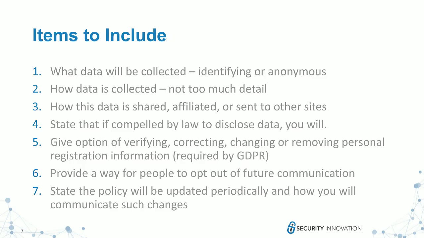Give the users a way to opt out of future communications if they aren't interested. And then finally, the last point here, state that the policy will be updated periodically, because that's going to happen as laws change, and then explain to the user how we'll communicate such changes, whether it will be through email, or are we going to send them a certified letter, or whatever other way we decide to communicate those changes. We're letting them know in advance.